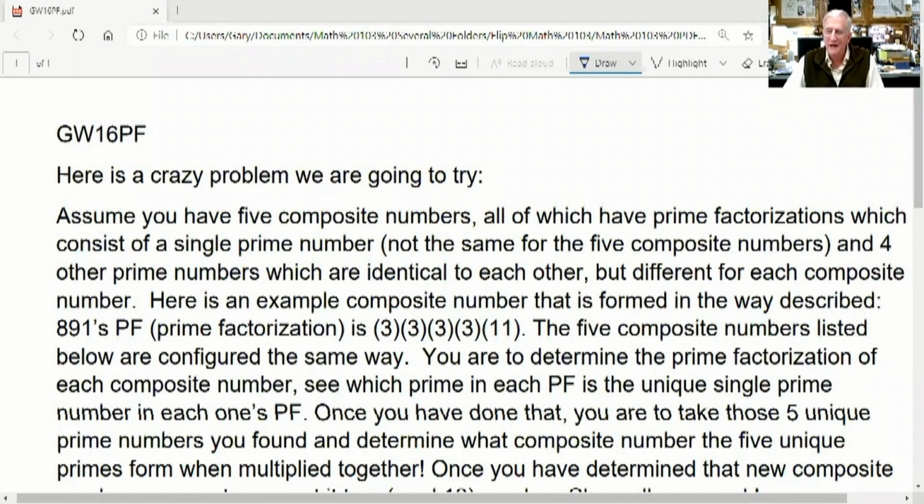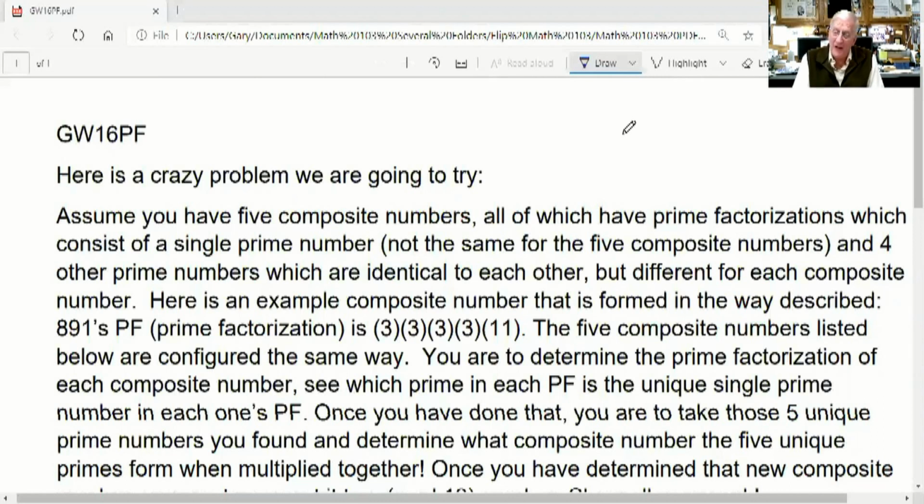All right. It says, here's a crazy problem we're going to try. Assume you have 5 composite numbers, all of which have prime factorizations which consist of a single prime number, not the same for the 5 composite ones we're going to deal with, and 4 other primes which are identical to each other, but different for each composite number. Here's an example of a number that is formed in the way we're discussing. All right? The prime factorization, for example, of 891 is 3 times 3 times 3 times 3. See, there are 4 3s there, and an 11.